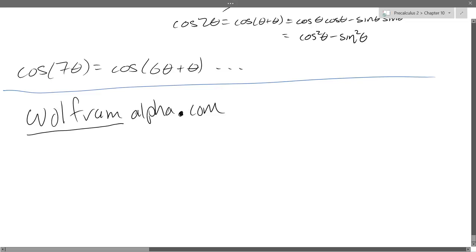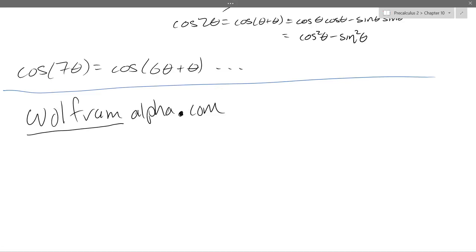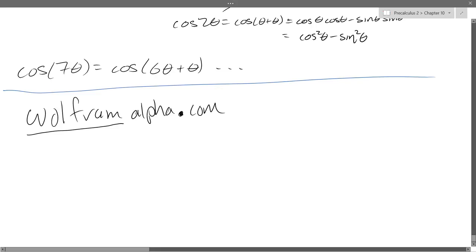If you just Google Wolfram, I think the first thing that comes up is wolframalpha.com. It's the free version of, I think they make Mathematica, but it's a limited version of Mathematica. But it will do almost everything that we'll need. You don't need the full version of Mathematica to do what we need for this class. So that's a good site.